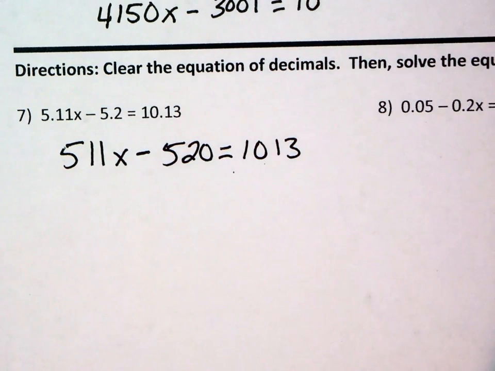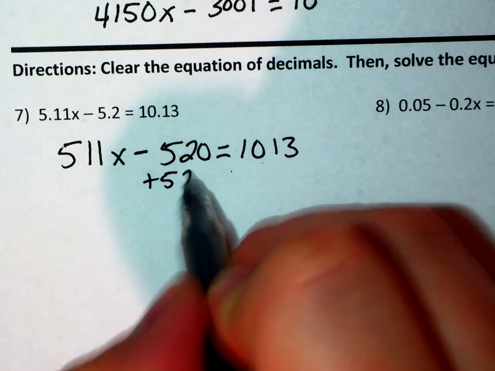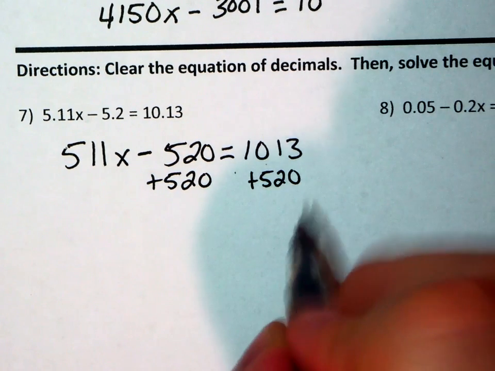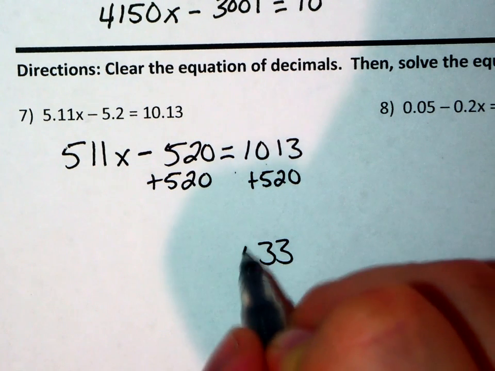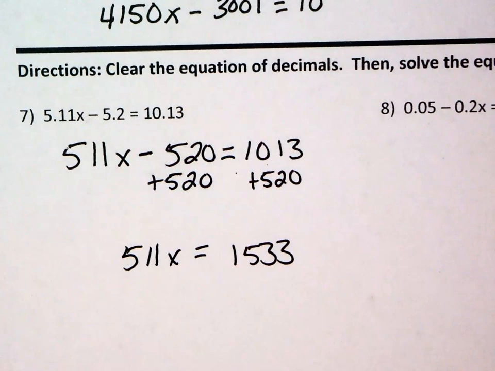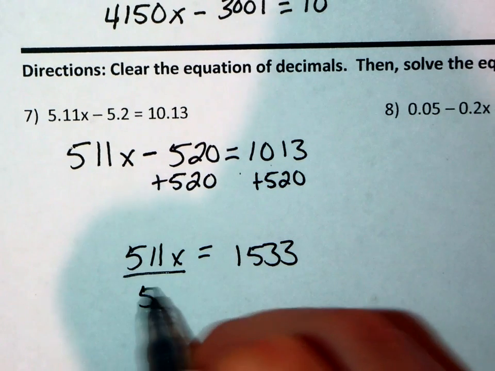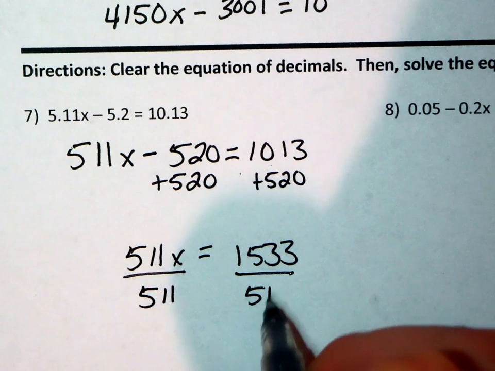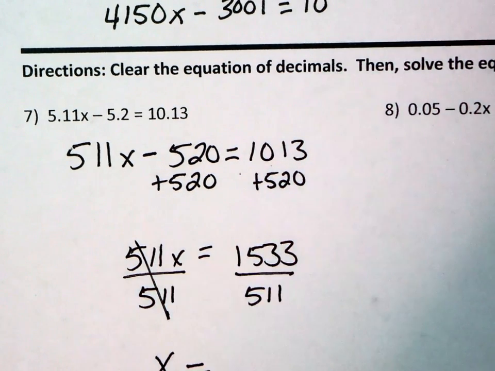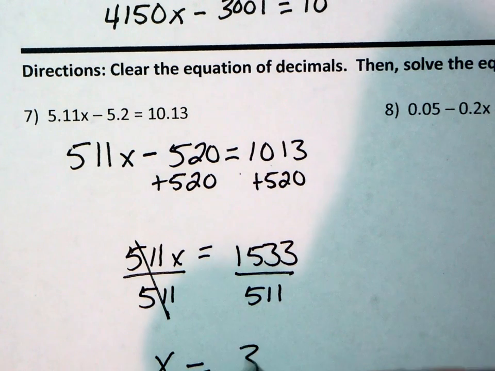So, in order for me to solve this equation, I need to add 520 to both sides of the equation. That would give me 1,533 equals 511x. And when I divide by 511 on both sides of my expression, that will cancel out, and I will have x equals 1,533 divided by 511, which is equivalent to 3.